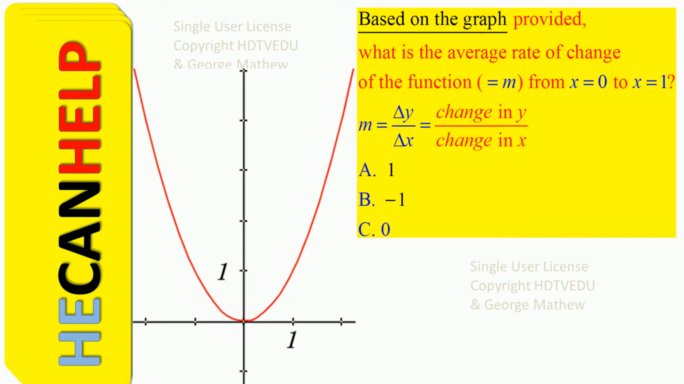2097. Based on the graph provided, what is the average rate of change of the function? Call that M, from x equal to 0 to x equal to 1. So M equals change in y over change in x, delta y over delta x. Is it A, 1, B, -1, or is it C, 0?